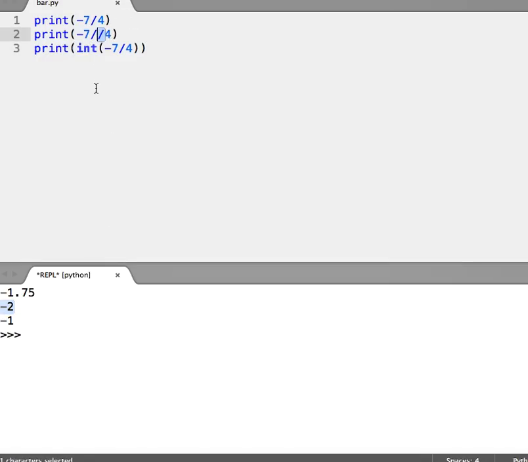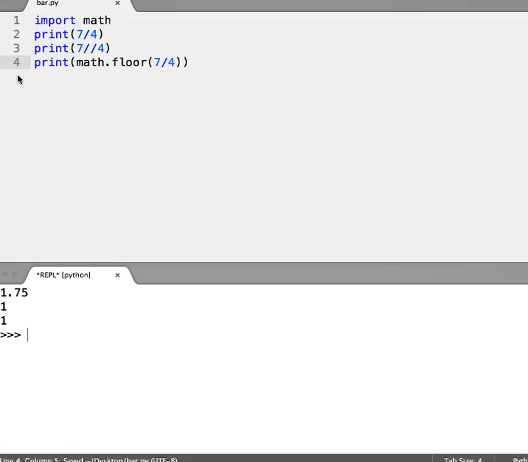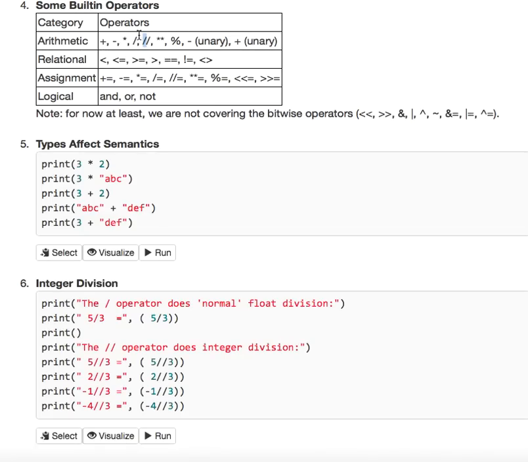Double divide is not truncating, it's going to the next smallest integer if you don't get an integer result. It's the same thing as math.floor of that. So import math. And we'll see, you take the floor of that result, and that works for the negative, and it also works for the positive. Okay, so integer division is the floor of normal division.